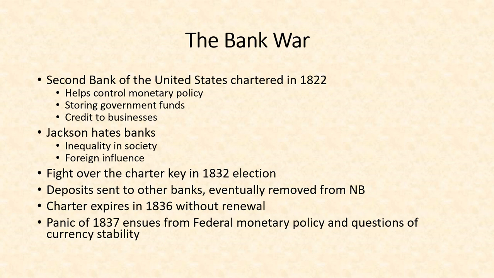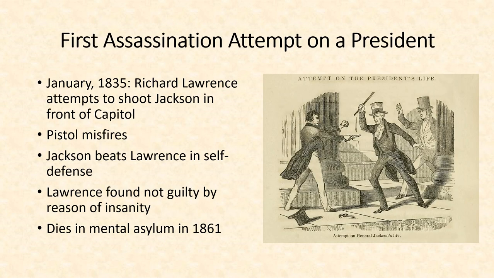What it's going to do is the process of destabilizing the Second Bank of the United States is going to destabilize American monetary policy. It's going to destabilize the currency, and we're going to see the rise of a major economic depression in the Panic of 1837, which takes place the next year. And so for the next few years, America will be in an economic depression that in many ways has its roots in the bank war.